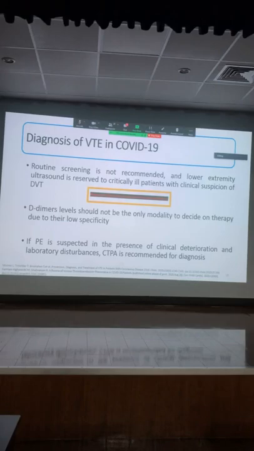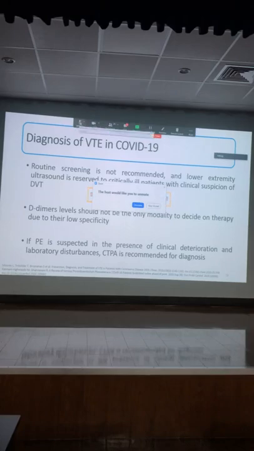The D-dimer level should not be the only modality to decide on the therapy due to its low specificity. If pulmonary embolism is suspected in the presence of clinical deterioration and laboratory disturbance, then a CT scan of the chest is recommended for diagnosis.